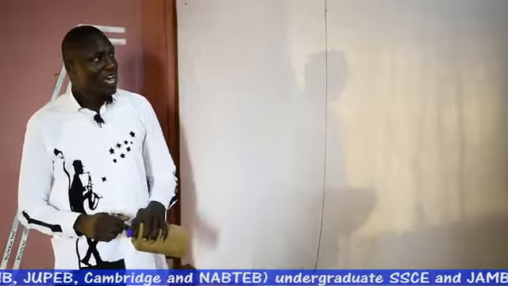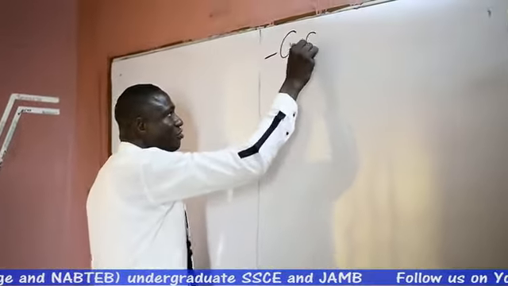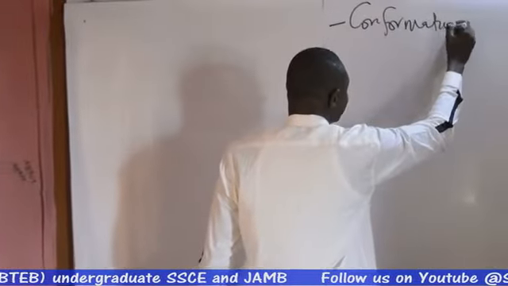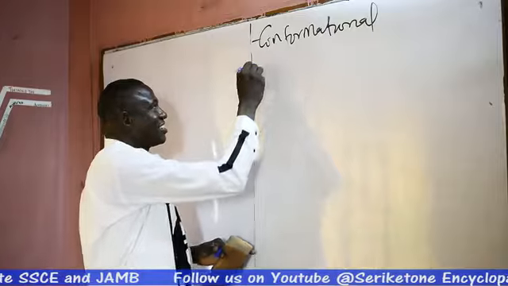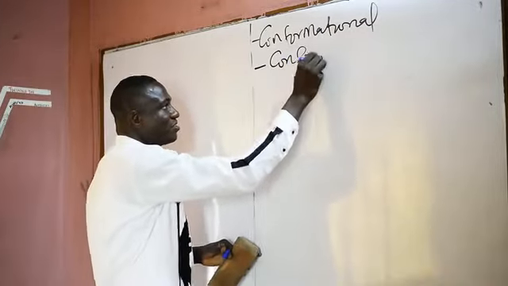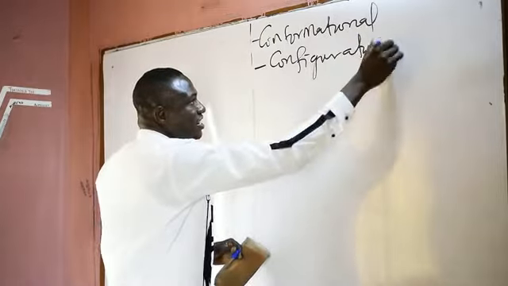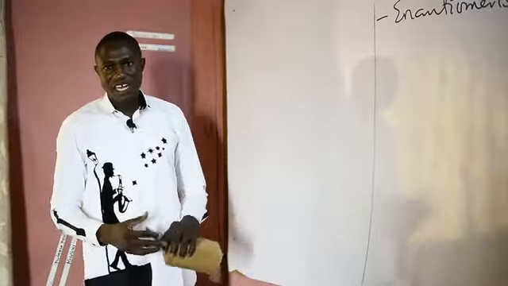So stereoisomerism is a form of isomerism whereby two or more organic molecules differ only in the spatial arrangement of atoms or group of atoms in space. And we have two major types of stereoisomerism. The first is conformational stereoisomerism, while the other type is configurational isomerism. So let's start by looking at the conformational isomerism.